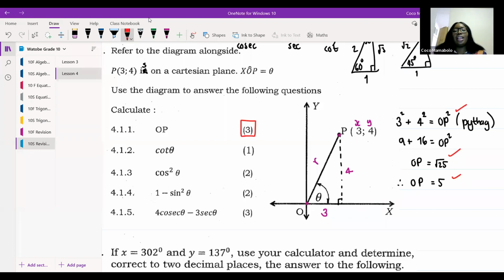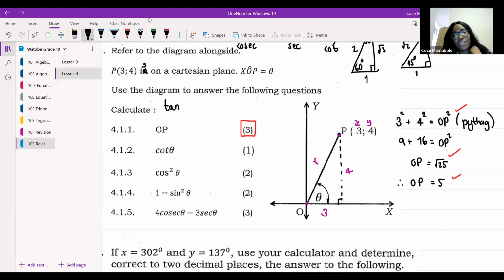Okay, now let's look at cot of theta. Cot of theta is a cousin. Who's the cousin of cot? Who's the reciprocal of cot? It's tan. Good. Now we already know what tan is, right?